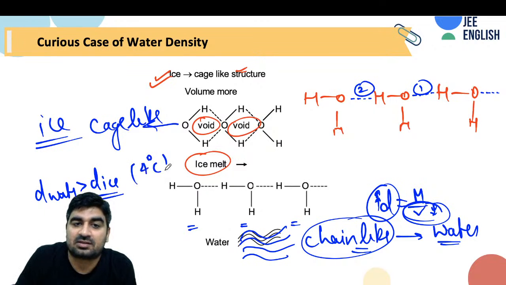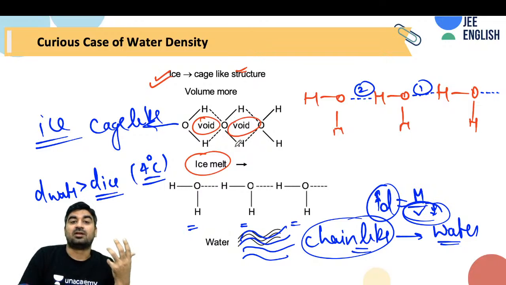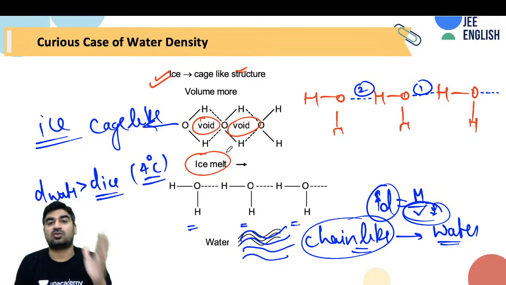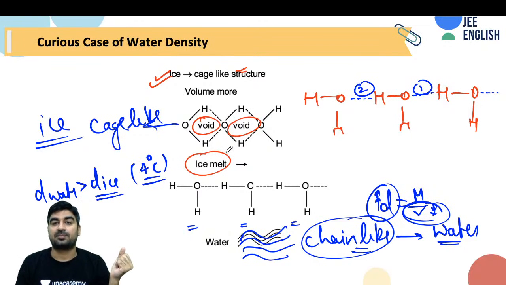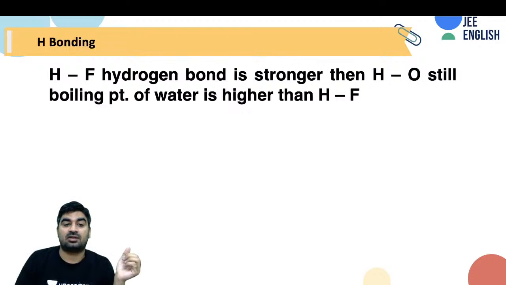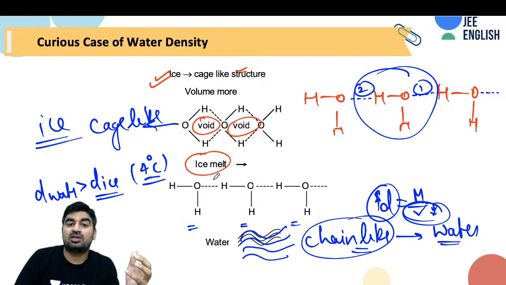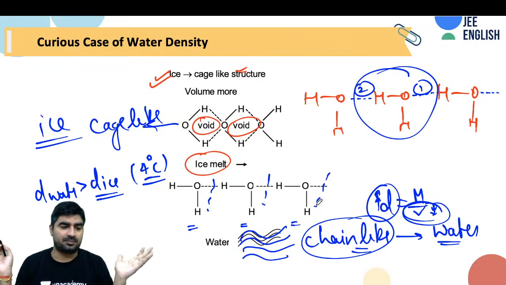Up to 4 degrees Celsius this story will continue, right? Why? Because you are breaking. Initially one water molecule was making 4 hydrogen bonds. Now one water molecule is making 2 hydrogen bonds, right? And if you further increase the temperature, what will happen? Now all these bonds are broken, and they will be random.